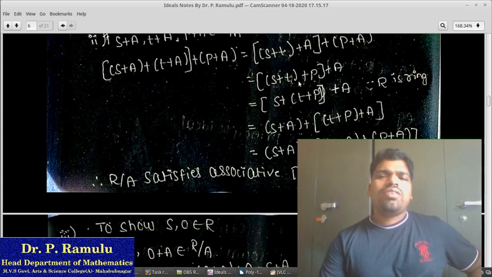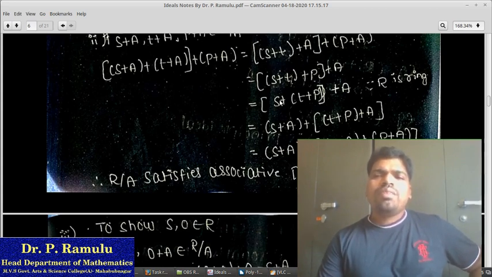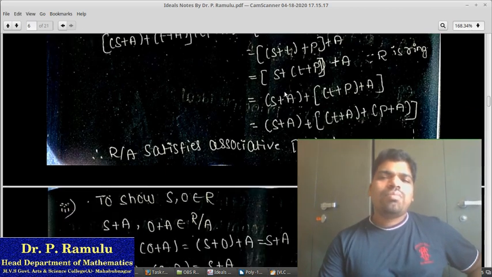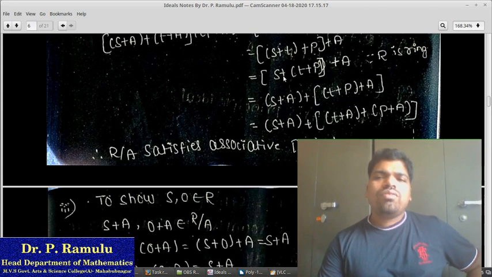You can write this as s plus t plus p plus a. Similarly, with s as one element, the same definition can be applied here. So s plus t plus p plus a can be written as s plus t plus p plus a. Why? Because R is a ring, R satisfies the associative property. This s, t belong to R, which means R is a ring satisfying the associative property.